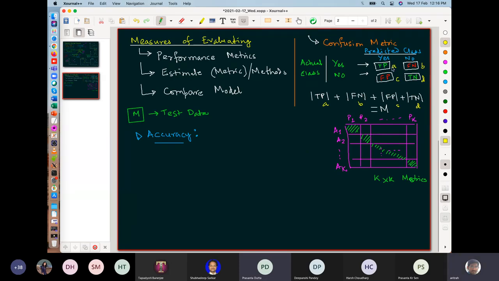Okay. It's the number, right? It's the number of those many cases. So here only in this diagonal is it correct, your classifier is predicting correctly. The rest, your classifier is not predicting correctly.